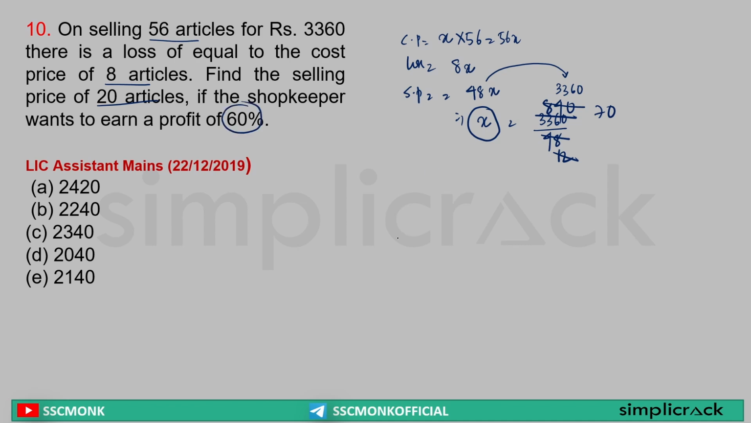Now this shopkeeper wants to sell 20 articles at 60% profit. Sir, 60% profit means what? 8 by 5 into the cost price. The cost price of 20 articles is 20 into 70. 5 4s are 20, 1 0 will be here. 8 4s are 32, into 7, 7 2s are 14, 7 3s are 21 plus 1 is equal to 2240. So the answer is 2240.